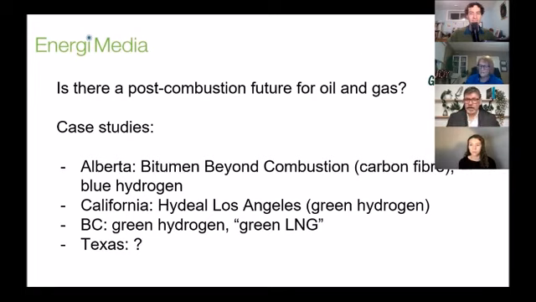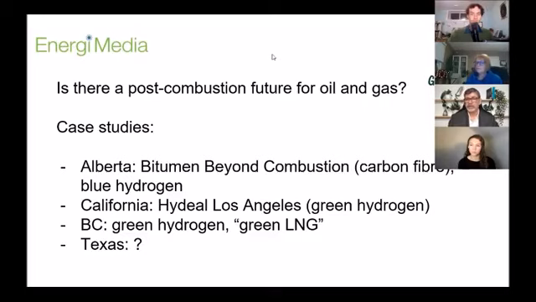BC also has hydrogen ambitions, because it has a lot of hydropower, and it wants to make green hydrogen and ship it over to Japan or ship it over to Asia. It looks like there's a lot of interest there. They also want to make green LNG, which is basically liquefied natural gas, and they want to use their clean power grid to electrify the liquefaction plants. So there's very little emissions associated with creating that LNG.